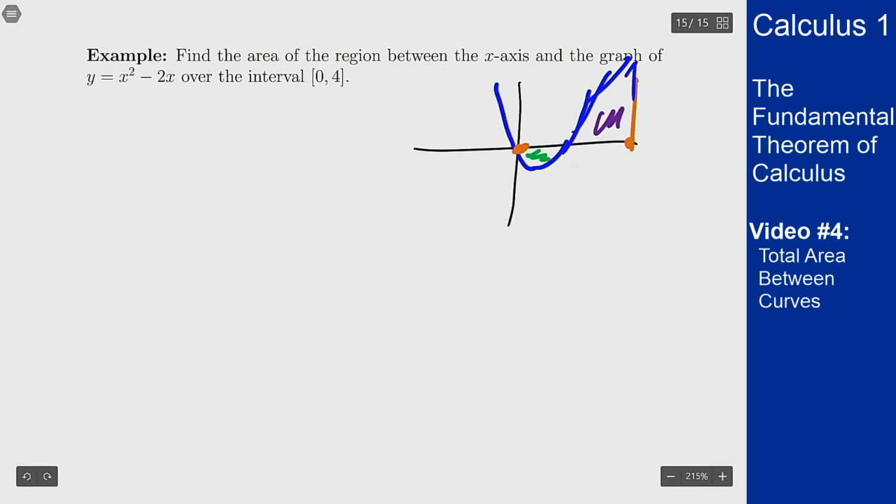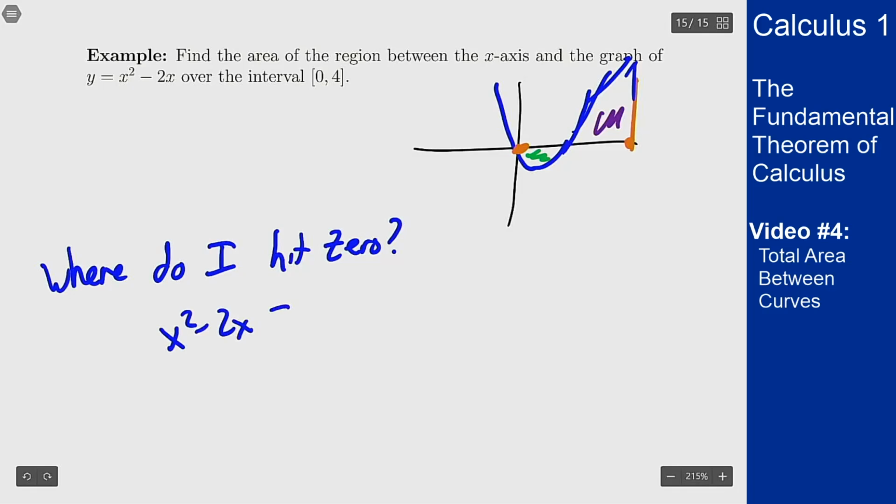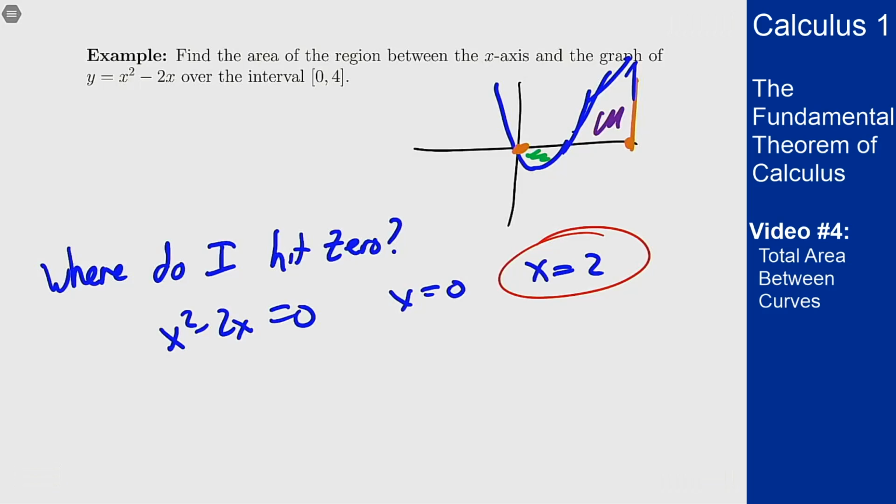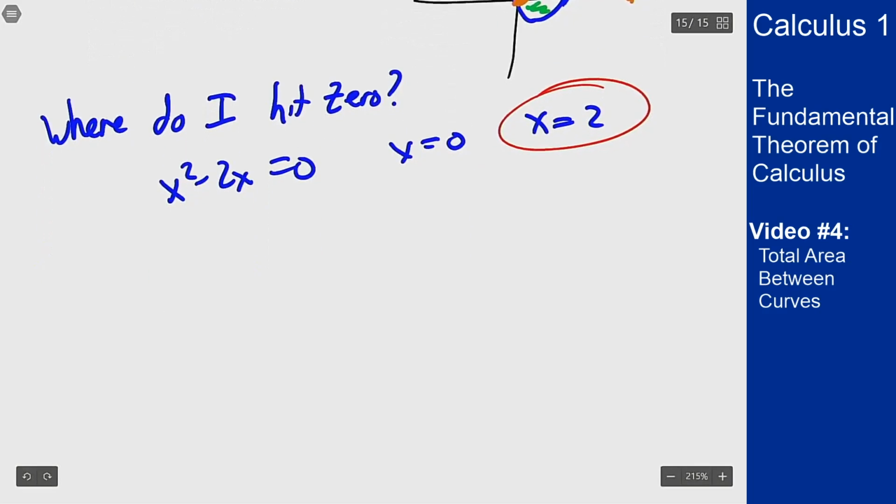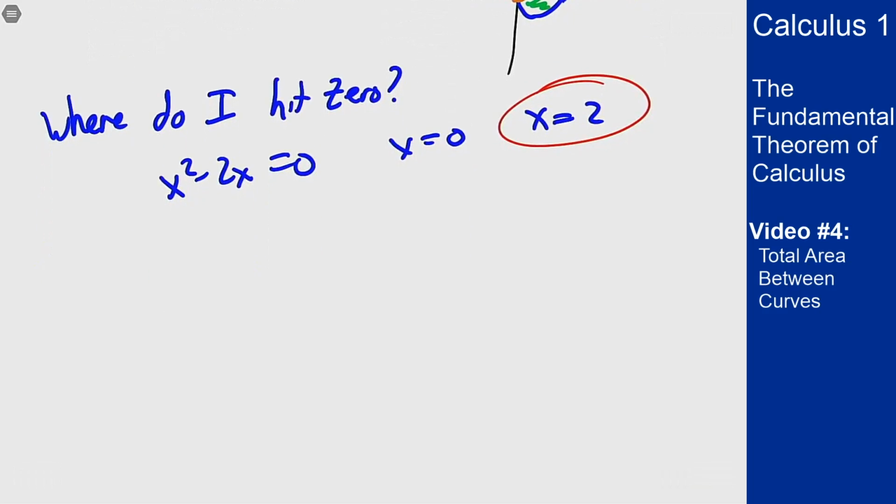Where do I hit 0? Well, if I set x squared minus 2x equal to 0, I get x equals 0 or x equals 2. The important part here is the 2 because that's inside my interval. So I have to split this at 2. Now we're going to compute two integrals, one from 0 to 2 and then one from 2 to 4 to see what we get. So I'll do the 0 to 2 one first.